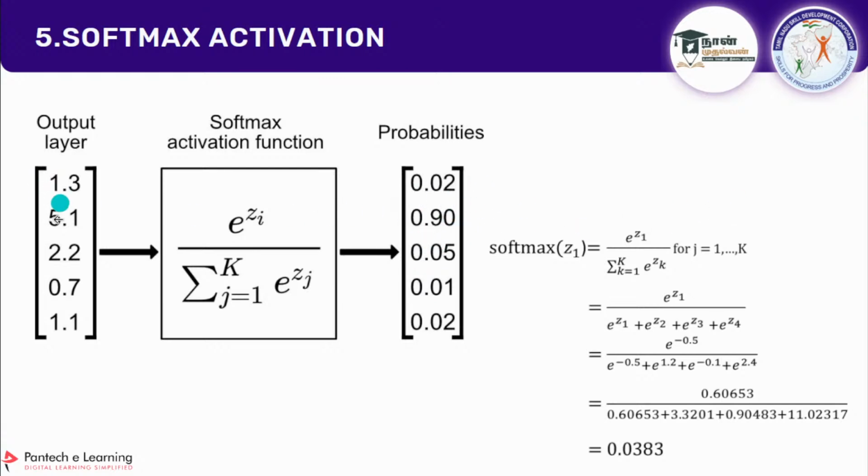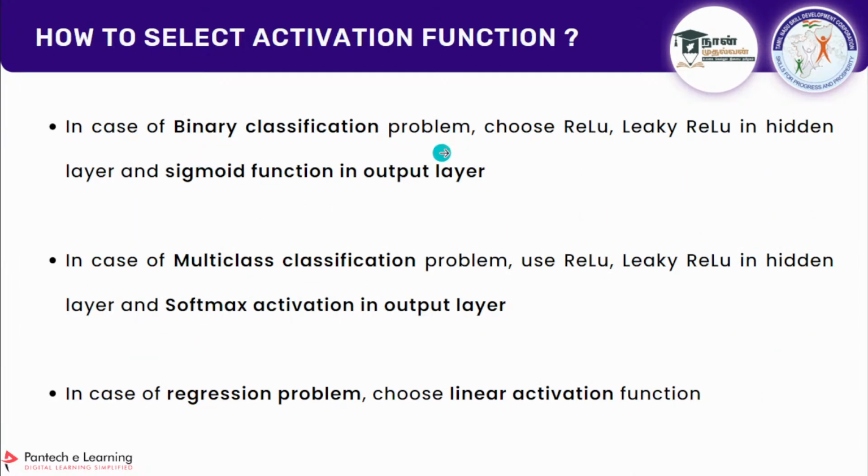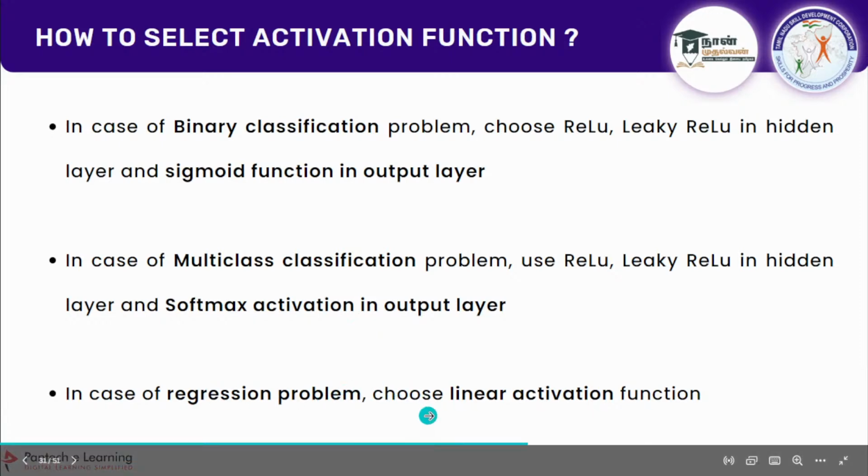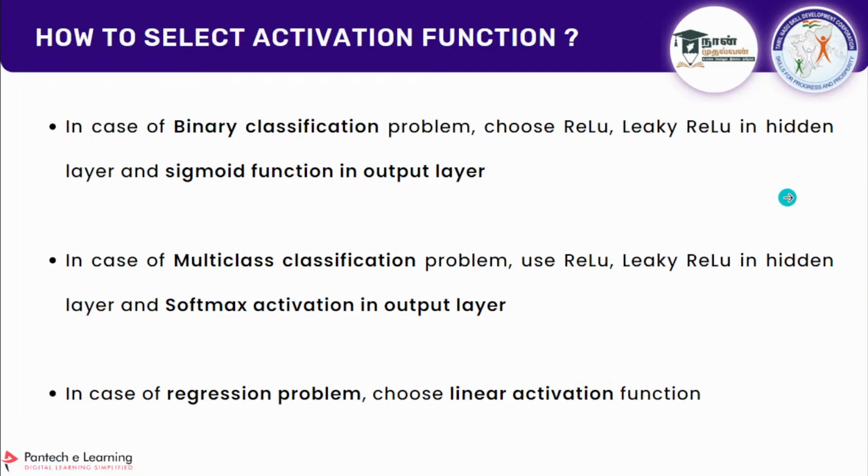If you are having 5 outputs, it is going to decide which one is the most likely and give you that output. In case of binary classification, go with relu, leaky relu in the hidden layer and sigmoid in the output. In case of multi-class classification, use relu and leaky relu in the hidden layer and softmax in the output layer. In case you are going with a regression problem, choose the linear activation function in the output layer. In the hidden layer you can choose any of these.